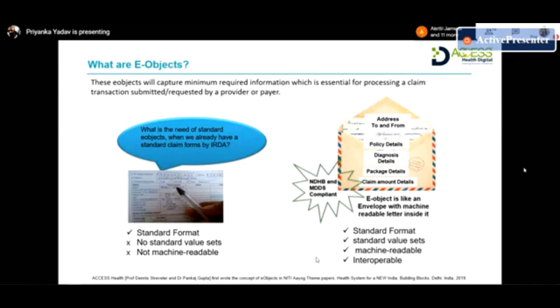So it has gone to a level of saying for each field, this is the format, this is the maximum size it should capture. So if all the systems generate e-objects in the same format, everything will be interoperable. You actually will not even need translation in between them. You don't have to do data element level mappings. And hence it will be completely machine readable.